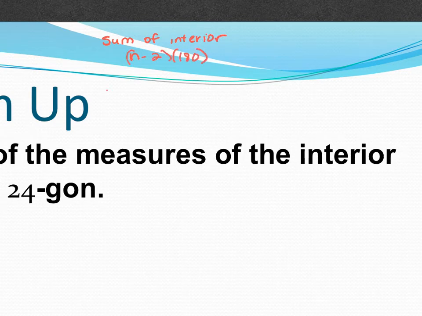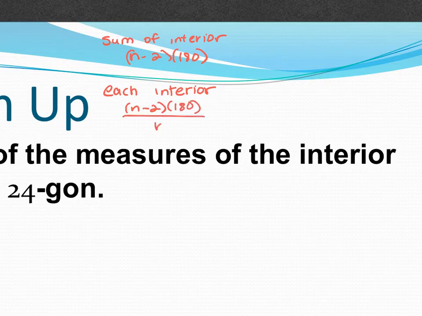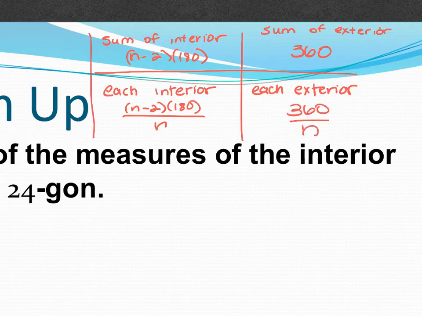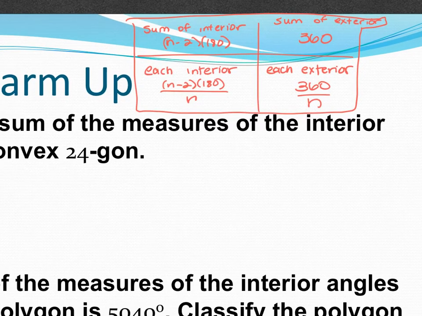And then we said each interior, and that had to be of a regular polygon, and that's what? Good. Then we did sum of the exterior, which you're not going to get wrong, because it is 360. And then each exterior, again, if it is a regular polygon, that's 360 divided by n. Good. So those are the 4 things you have to know in addition to the polygons.